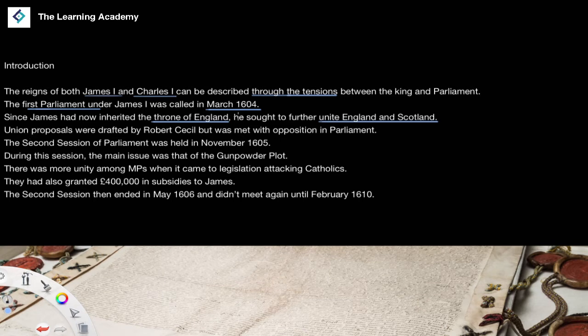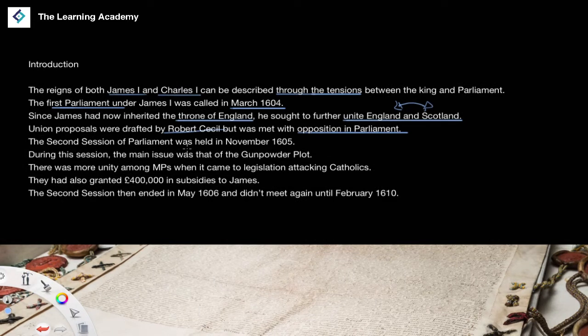The first thing we could talk about is the union proposals that were drafted when it came to closer ties and a closer relationship between England and Scotland. These were drafted by Robert Cecil, but were met with a lot of opposition in Parliament. This will be a very common theme as we go through this lesson.